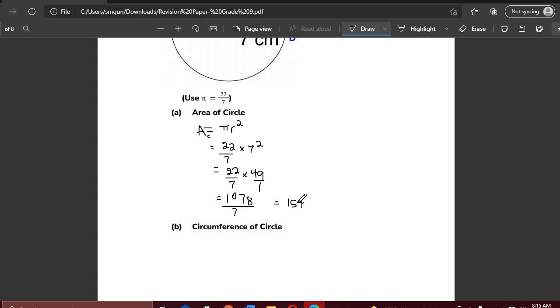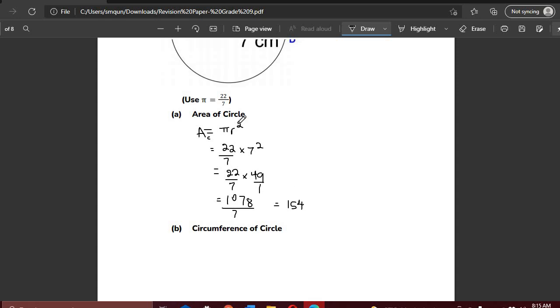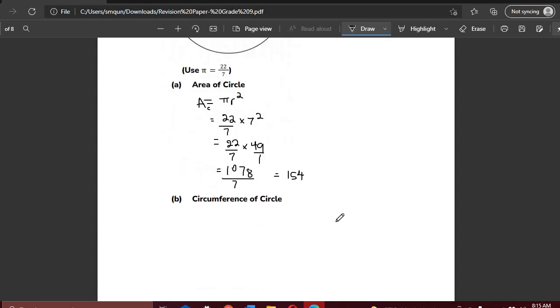Now this part is very important as well. Remember, when you're finding area, your units are going to be squared. So this is going to become centimeters squared.